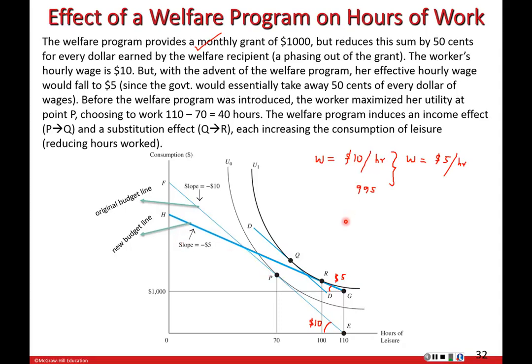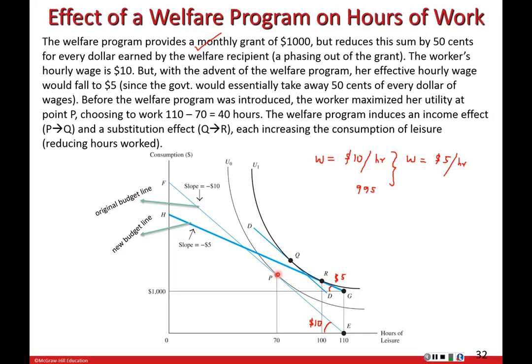So let's see what this does to the hours worked of an individual who is already working to begin with, right? So the person who's working to begin with is optimizing at point P, working 110 minus 70 hours, this gap here, which is 40 hours, right? And then this program happens, and now the worker optimizes, as you can see here. Well, where does the worker optimize? It seems the worker optimizes at point R, right? This is the new budget line, and this indifference curve here is tangent to the new budget line at point R. Now you can break this up into an income effect and a substitution effect.